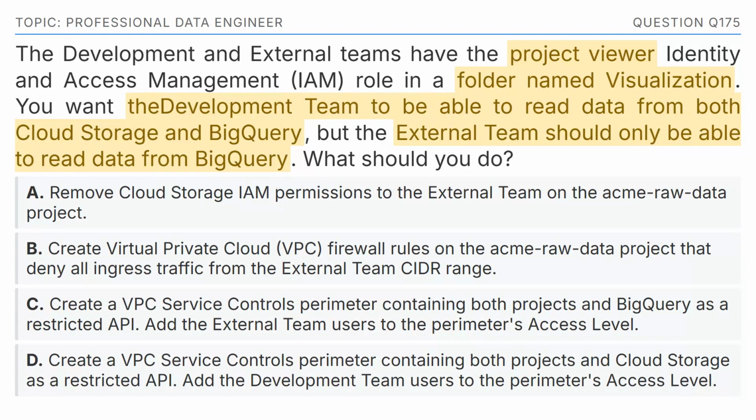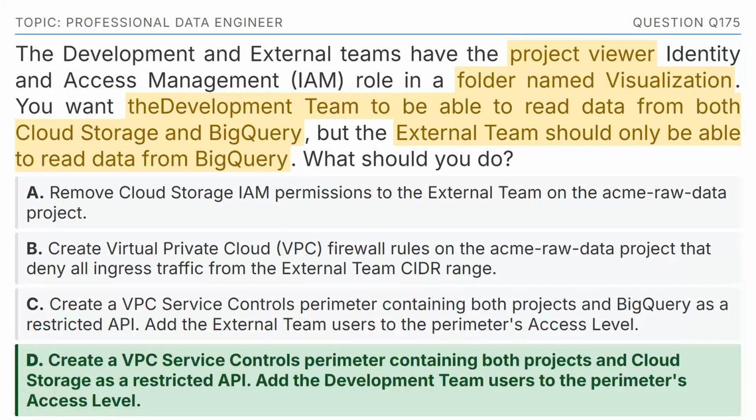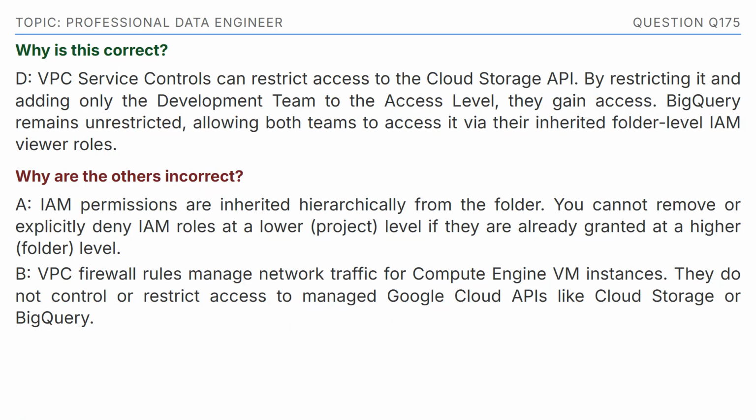To arrive at the correct answer, we focus on the keywords: project viewer, folder named visualization, the development team to be able to read data from both Cloud Storage and BigQuery, external team should only be able to read data from BigQuery. The correct answer is option D, create a VPC Service Controls perimeter containing both projects and Cloud Storage as a restricted API. Add the development team users to the perimeter's access level. Why is this correct? D.